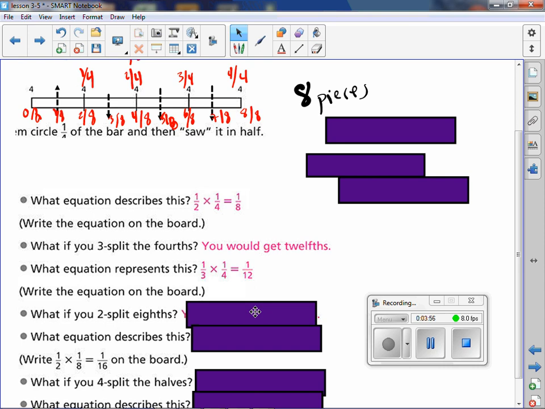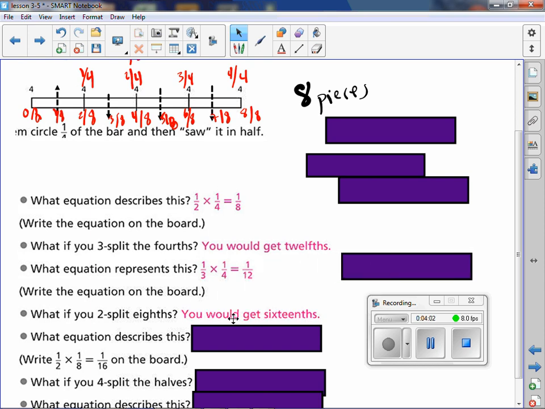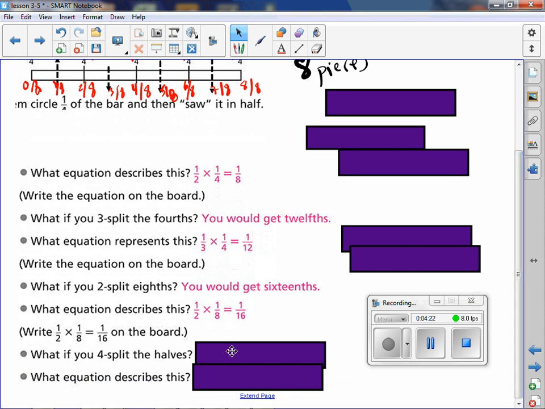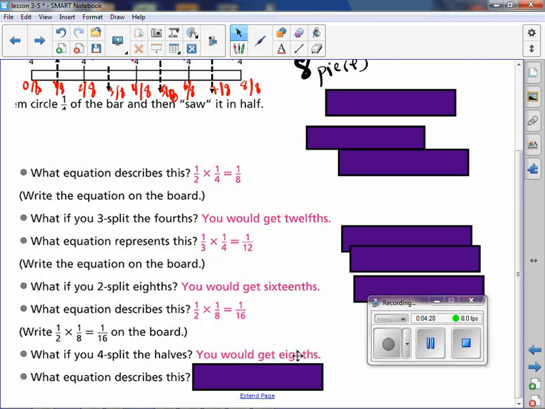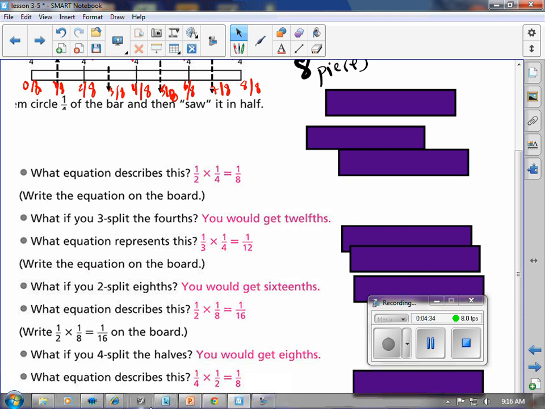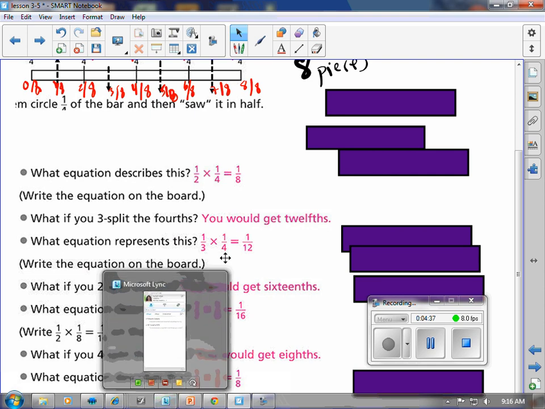All right, what if you split eighths in 2? If you take 8 and multiply it by 2, you get 16ths. So it would look like this. Your equation would be 1/2 times 1/8 equals 1/16. What you should notice is that I multiply across, right? 2 times 8 is 16. 1 times 1 is 1. Okay, what if I split the halves in 4? If I take the halves and split them in fourths, I would get eighths, again because 1/4 times 1/2 is 1/8. Oops, sorry guys.